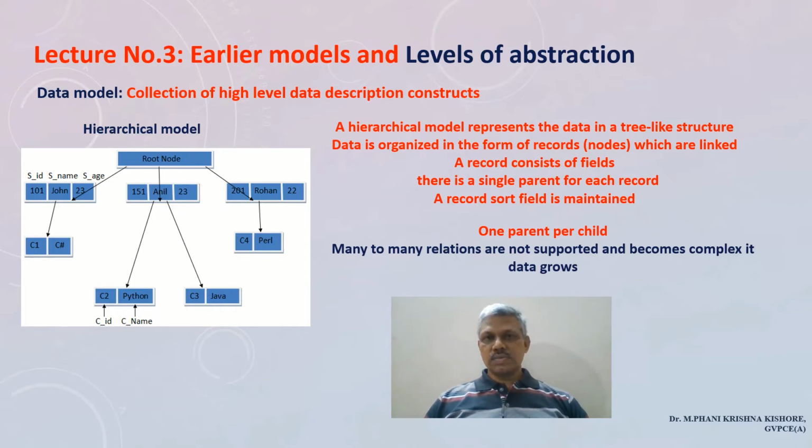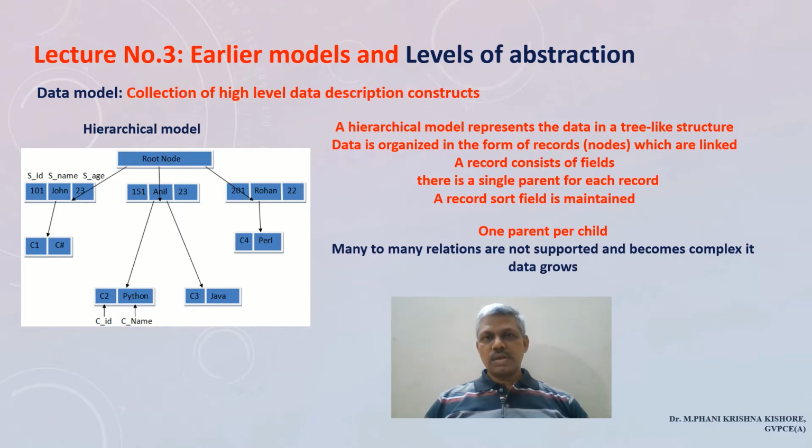Every record consists of fields, and every record also consists of a sorted value, which identifies the record uniquely and in a particular sorted order as well. Not only that, every node may have several children, but every child will have only one parent. That is a restriction in the hierarchical model. This is done to identify the unique parent, to trace back and to move forward. It was used in the early days.